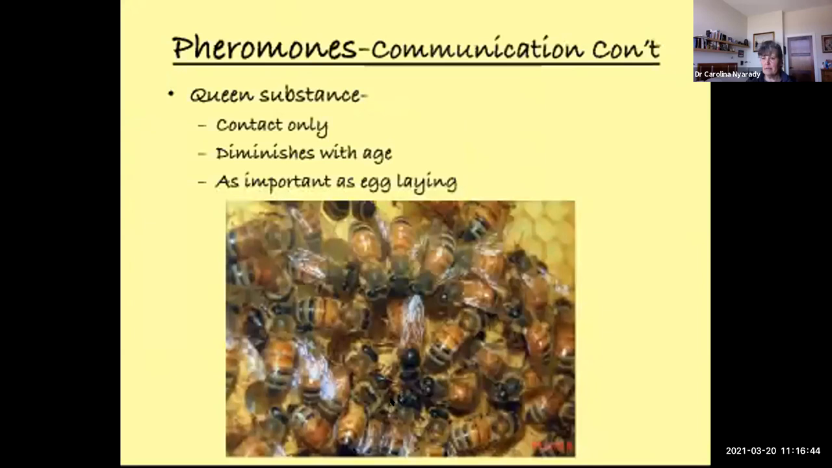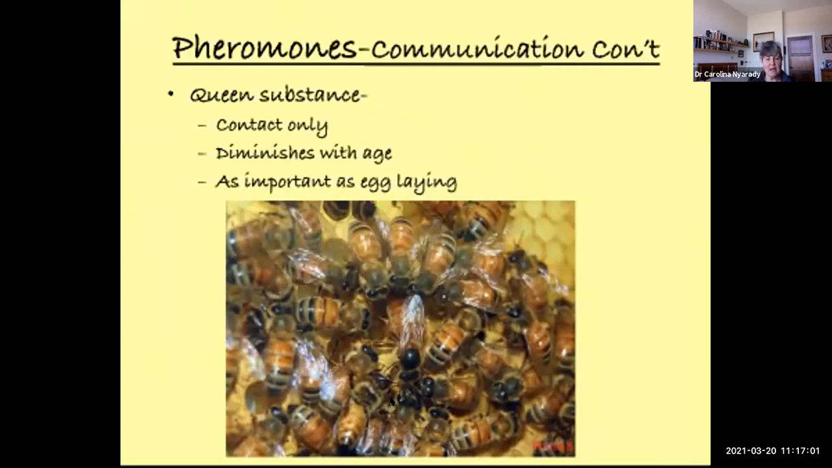Everybody makes them in some way or another. So the queen will make a variety of pheromones. There's a number of pheromones that she produces. I mentioned to you that I always think of the queen as having two main functions. One, of course, is reproduction, right? She needs to lay the eggs.